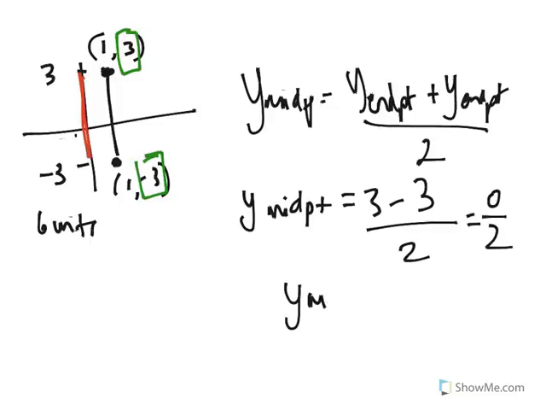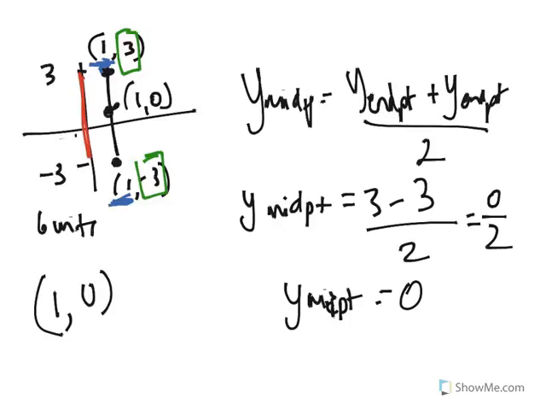So our y midpoint coordinate is going to be 0. We know that our x midpoint coordinate is going to be 1, because if you average two of the same number together, you're going to get the same number. So we have 1 as our x value, as shown above, and 0 as our y value. So our midpoint on this line is going to be (1, 0). And now you know how to find the midpoint of a vertical line and a horizontal line.